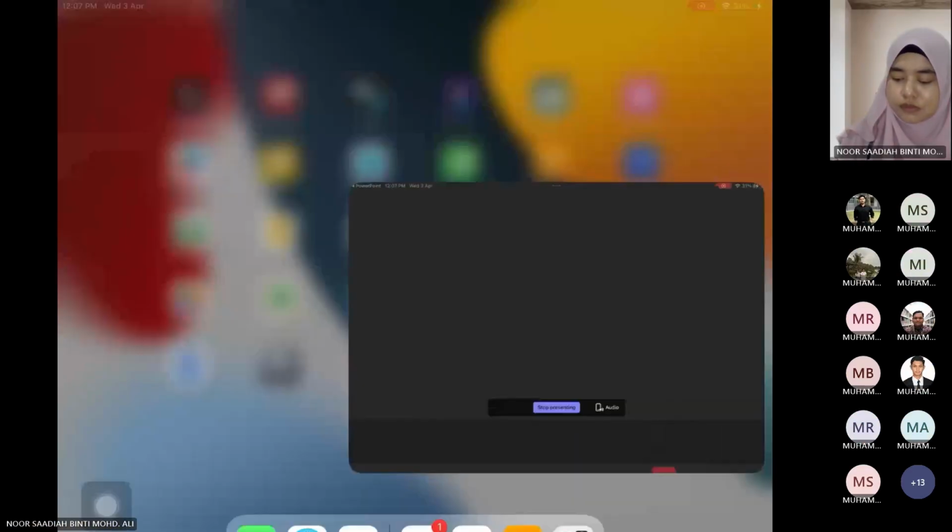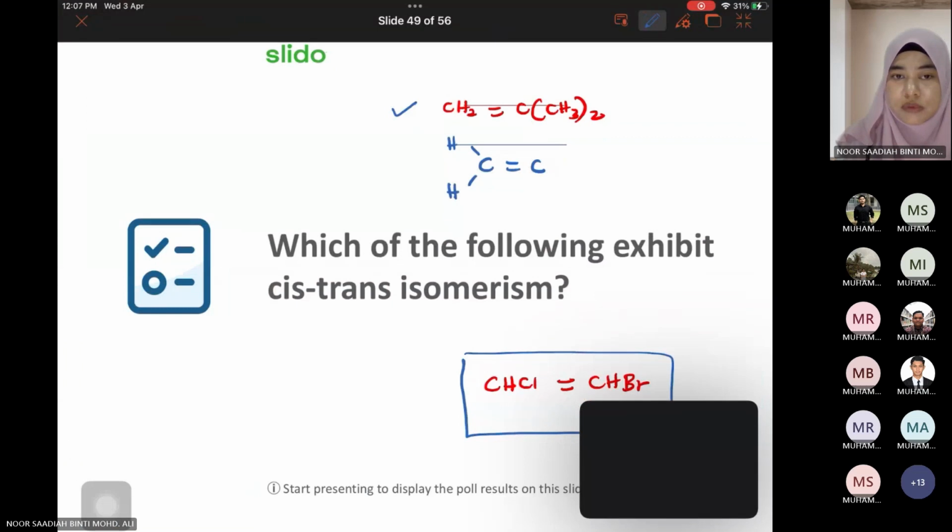What makes you choose the first one? If you expand it, carbon double bond carbon, kan? I'm sorry, but we can't see your present. Oh, sorry. I just share screen right here. Okay. How about this? Can you see?